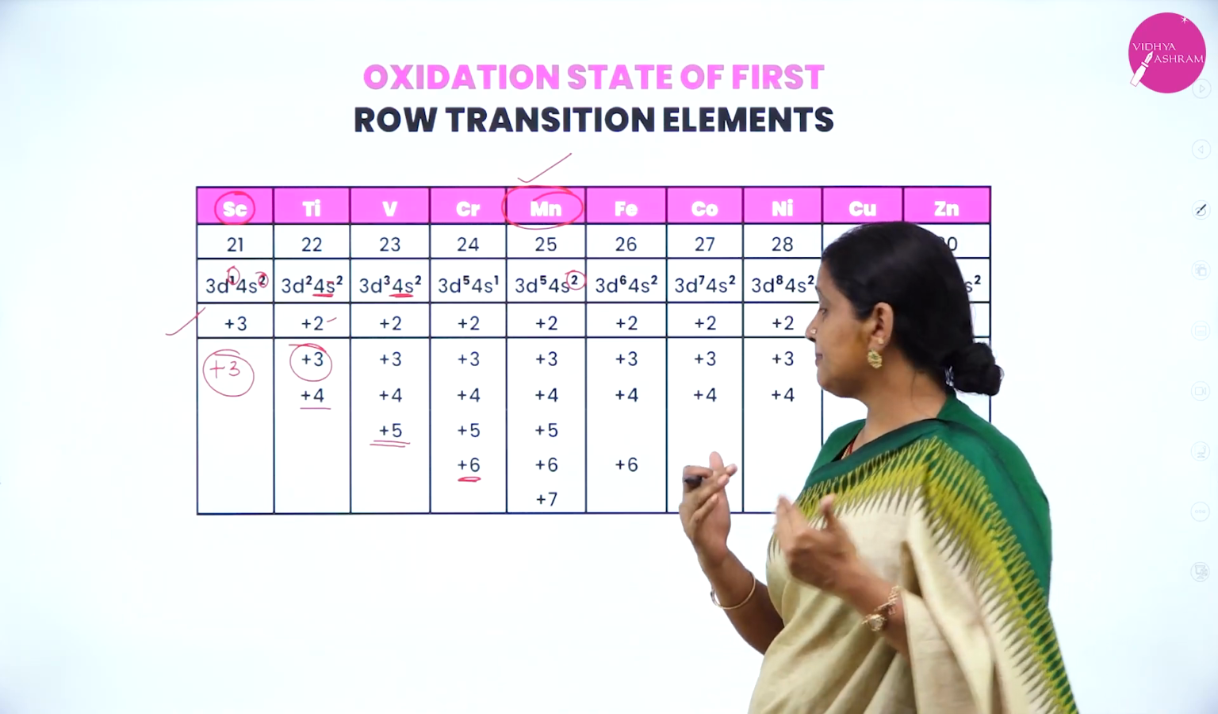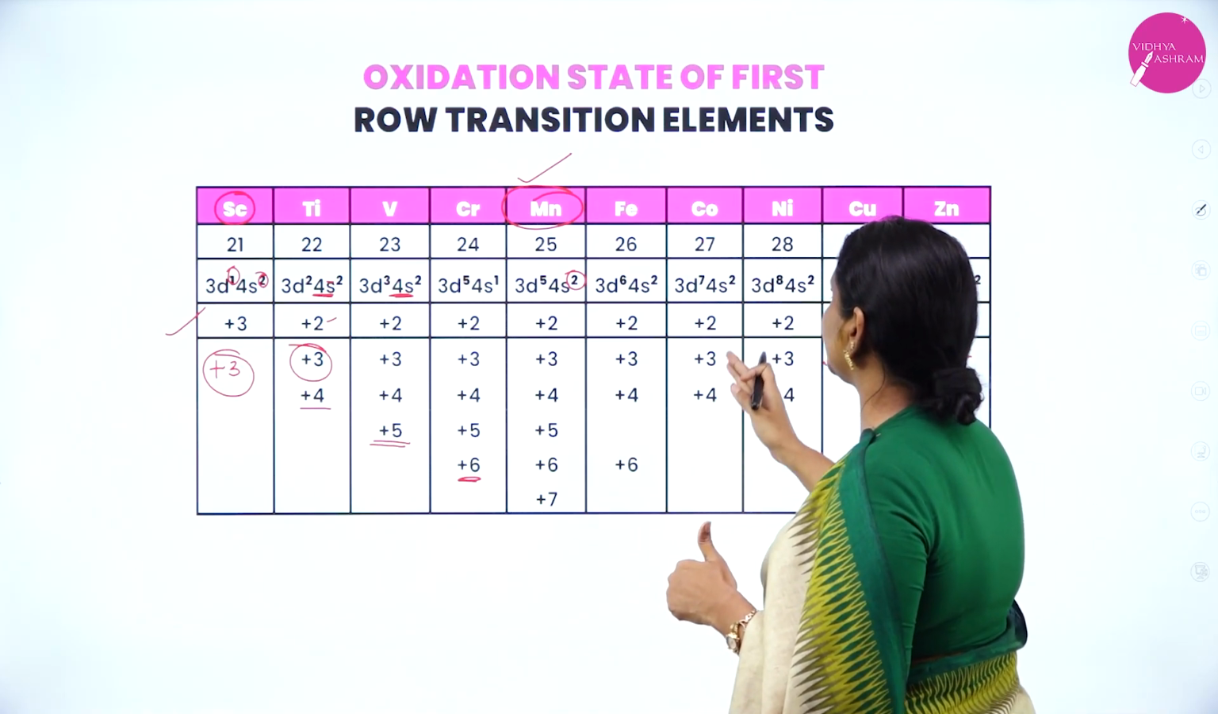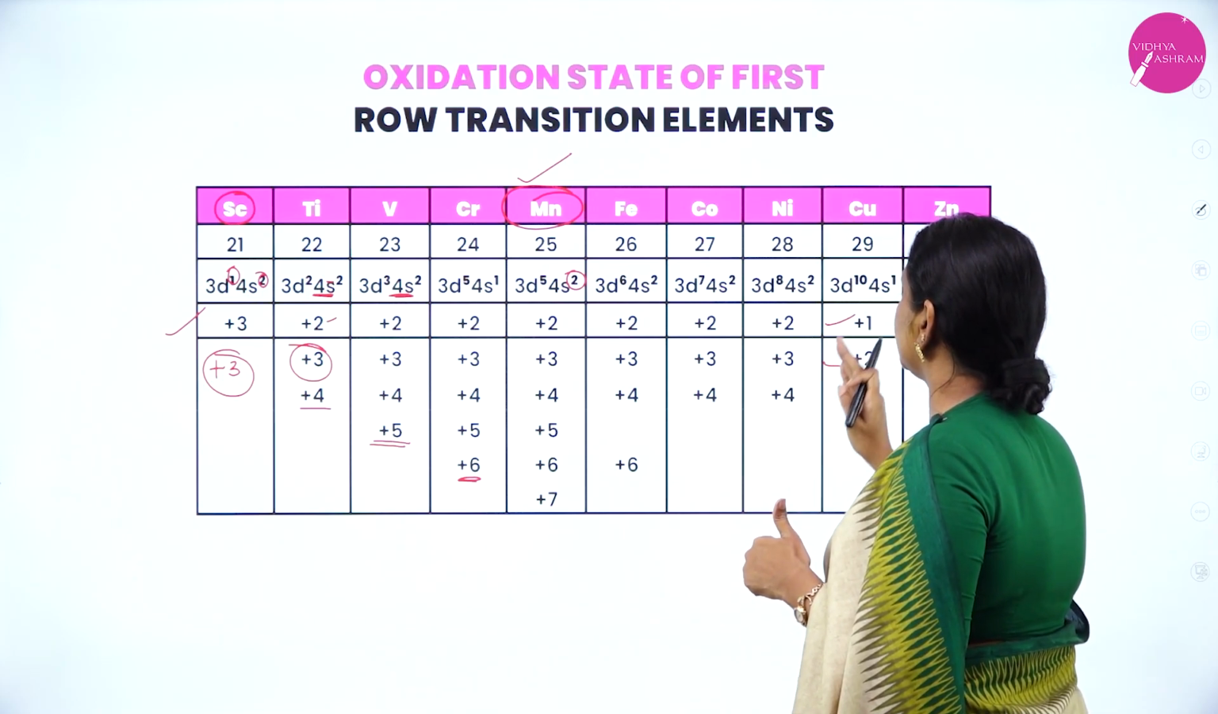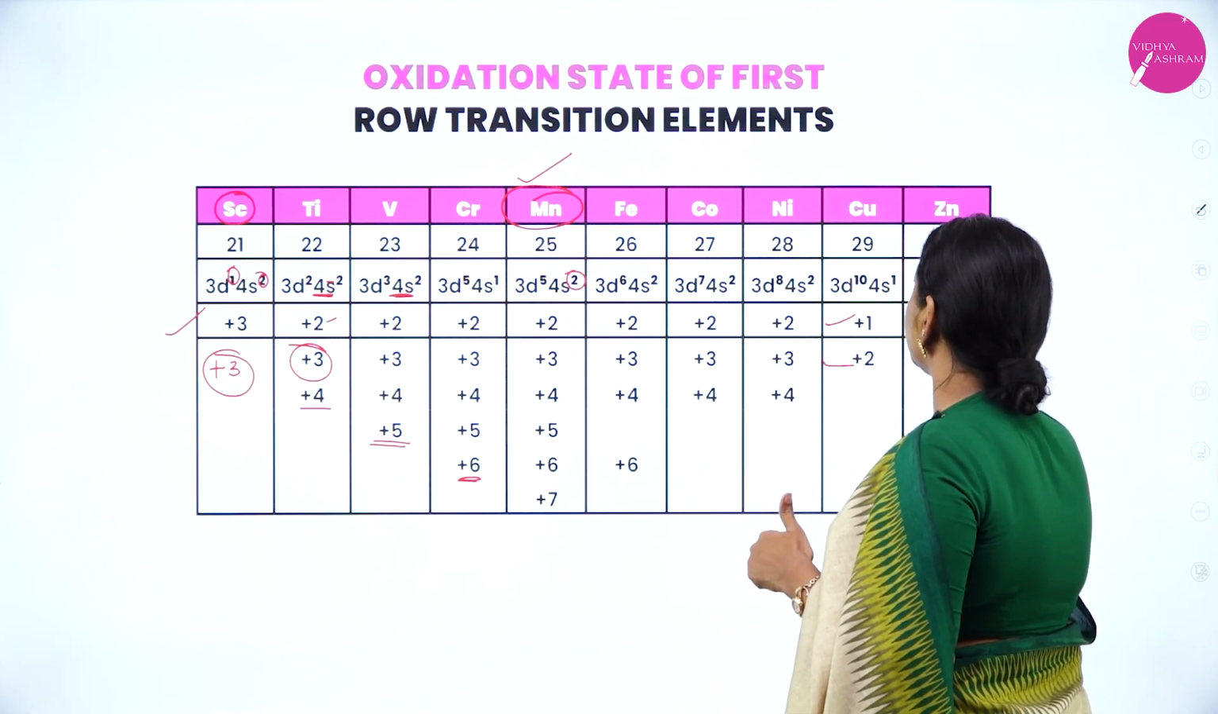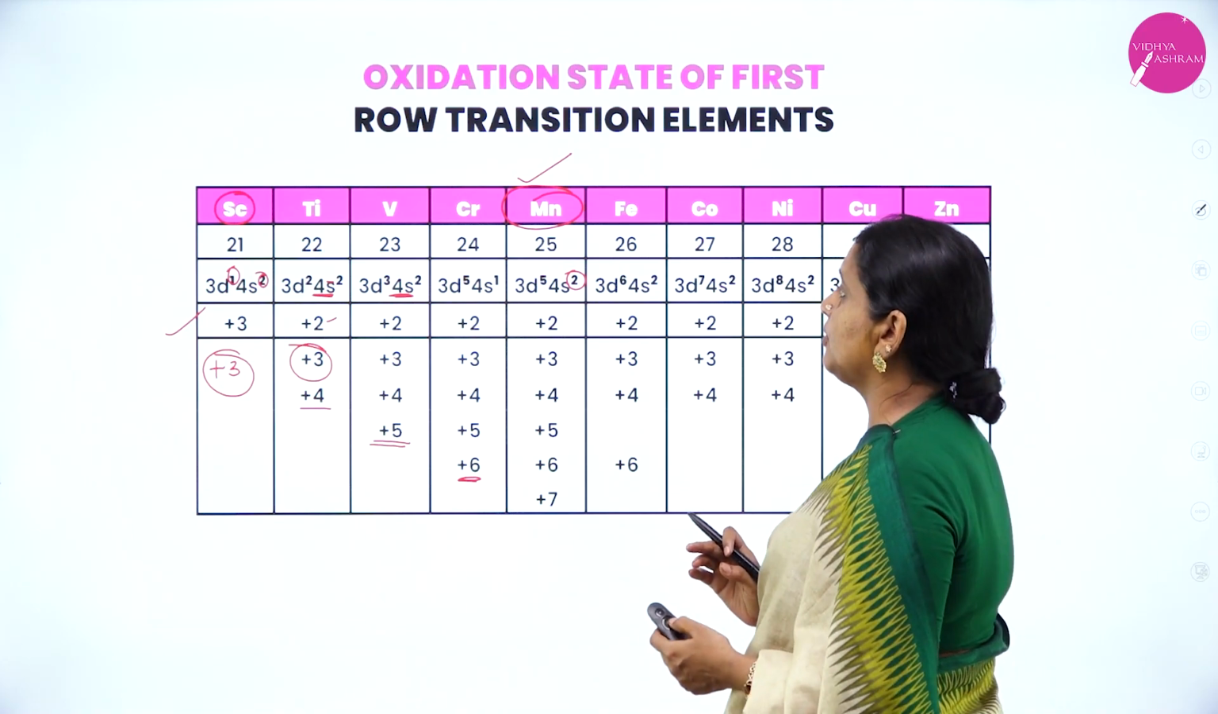Iron: plus 2, plus 3, plus 4, plus 6. Cobalt: plus 2, plus 3, plus 4. Nickel: plus 2, plus 3, plus 4. Copper: plus 1, plus 2. Zinc: plus 2. This is about what?